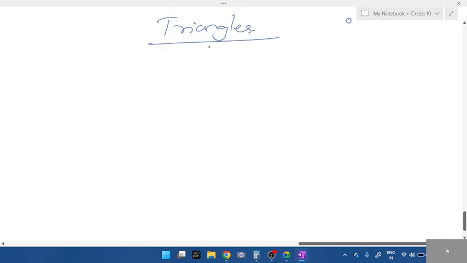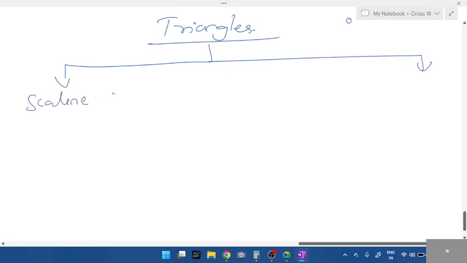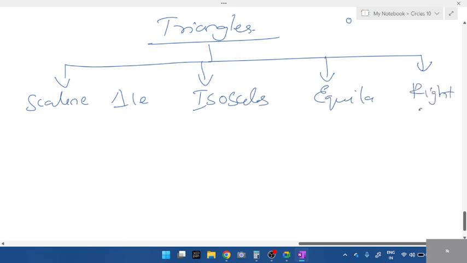See, triangles are basically split into four types, students. Write it later. I'll give you time. First one is scalene triangle. Second one is isosceles triangle. Third one is equilateral. Fourth one is right angle. So I'll explain.